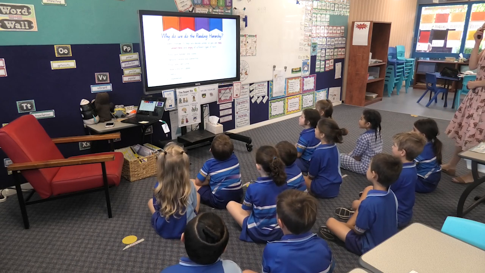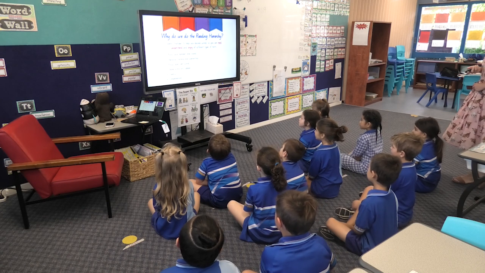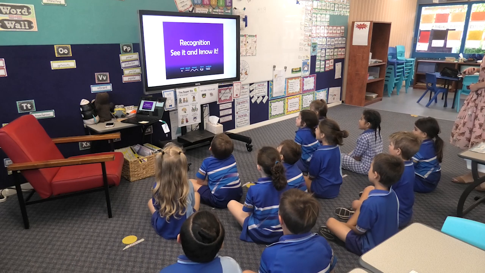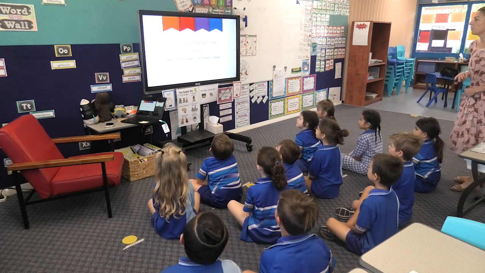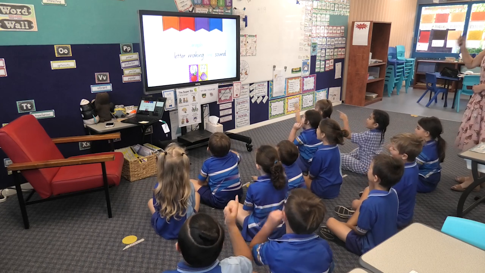Good job. We do the reading hierarchy to learn different ways to decode our words and to understand and enjoy all different types of text. Recognition. See it and you know it. Good job. We are starting with our alphabet and our sounds. Graph. What's a graph? One letter making one sound.